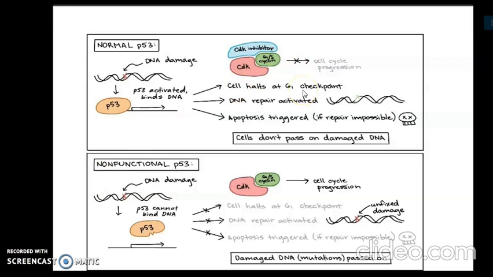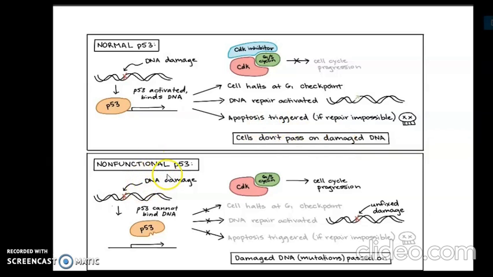And this will halt the cell cycle at the G1 checkpoint by triggering the production of a cell cycle inhibitor. Also, the DNA repair systems are activated, and if the repair is impossible, apoptosis, or programmed cell death, will be triggered by the p53 so that the cells don't pass on any damaged DNA.